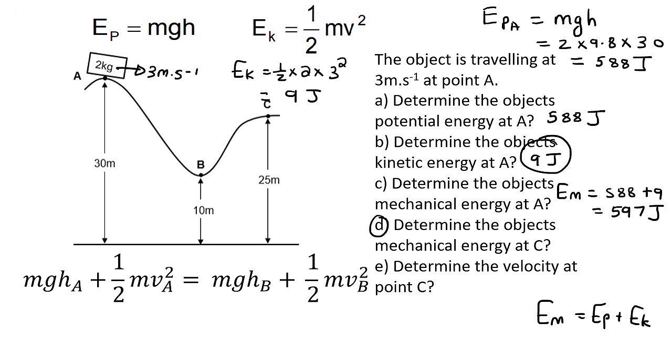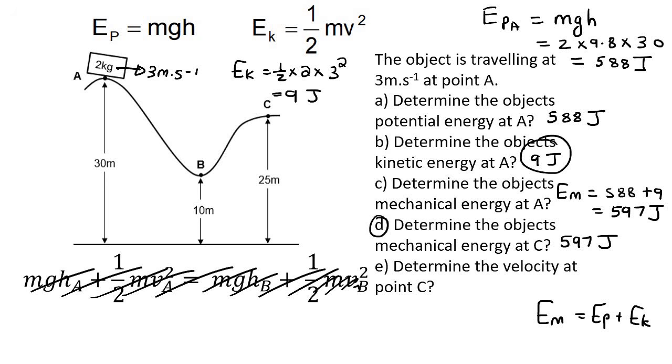So the next question says, determine the object's mechanical energy at C. You do not need to go and do any calculation because the mechanical energy at C will be the same as the mechanical energy at any position. And so we know what the mechanical energy is over here. It's 597. And so that'll be the same as point C. So we'll just say 597 joules. You notice we're not even using this formula right now. You're not always going to use that formula.